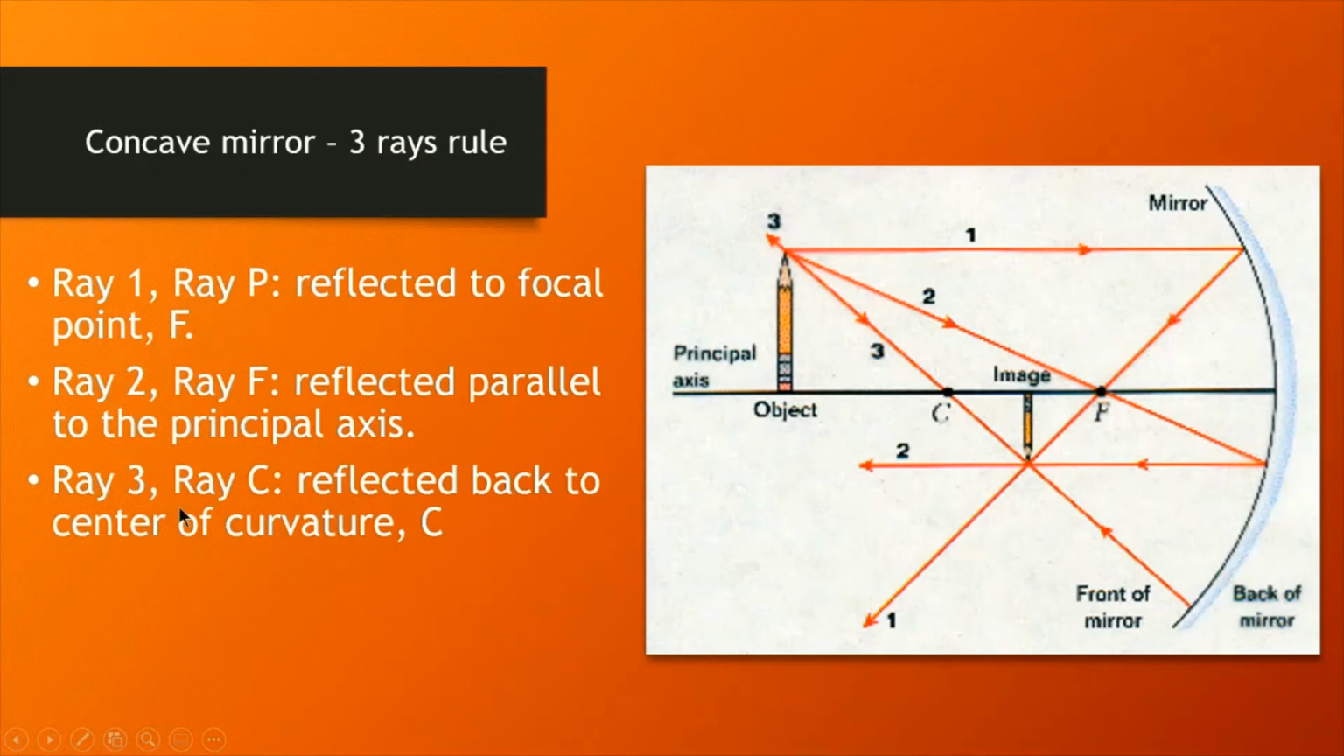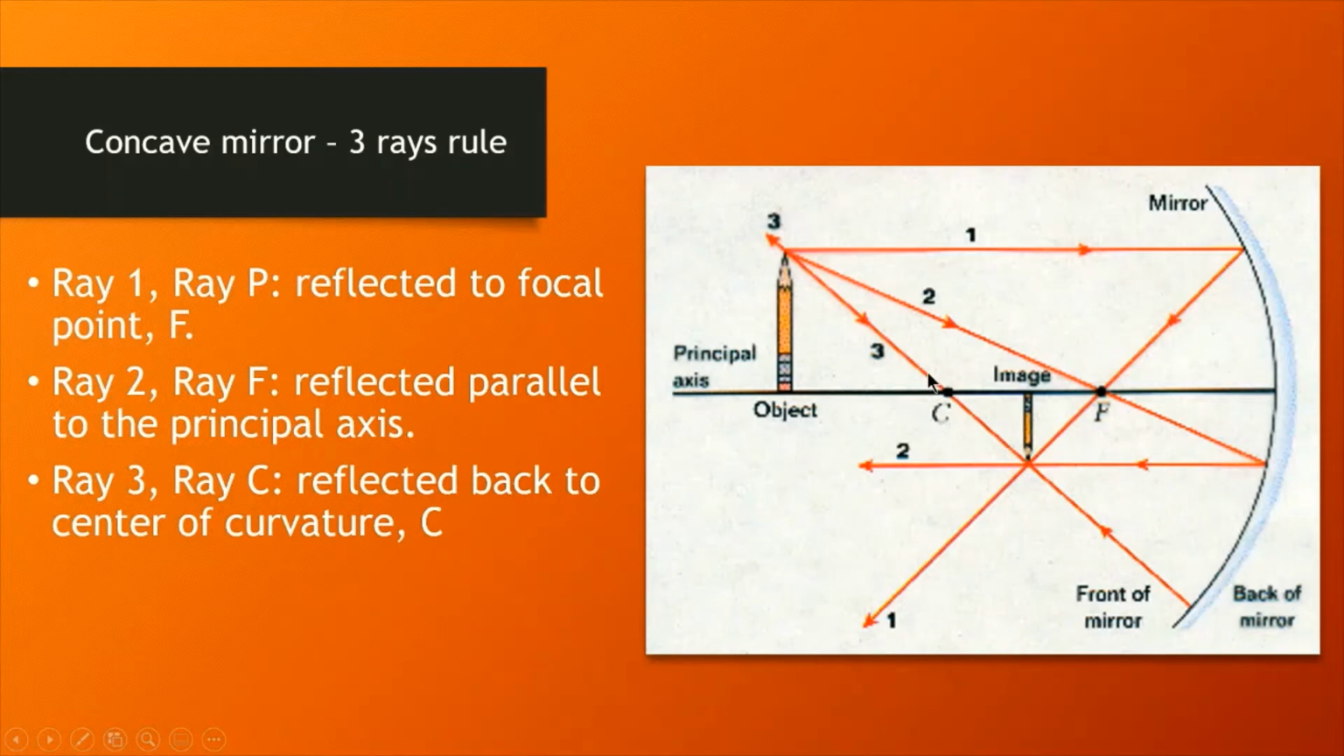And the third ray is what I call ray C. C, remember what is C? C is the center of curvature, right? It's the center of the circle where the concave mirror is part of. So a ray that passes through C, which I call ray C, will be reflected back the same way it comes from. Okay, so the incident ray passes through C, the reflected ray also passes through C.